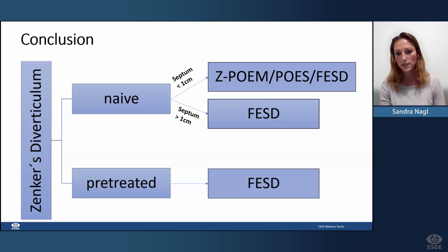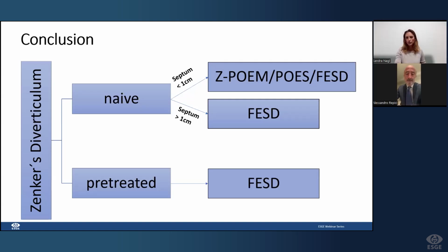I think flexible endoscopic septotomy is still the gold standard for larger diverticula, and SEPTOM or POES might have their place for septums less than 1 centimeter, but I think flexible endoscopic septotomy is still feasible also in these small ones. Thank you. Thank you, Sandra.